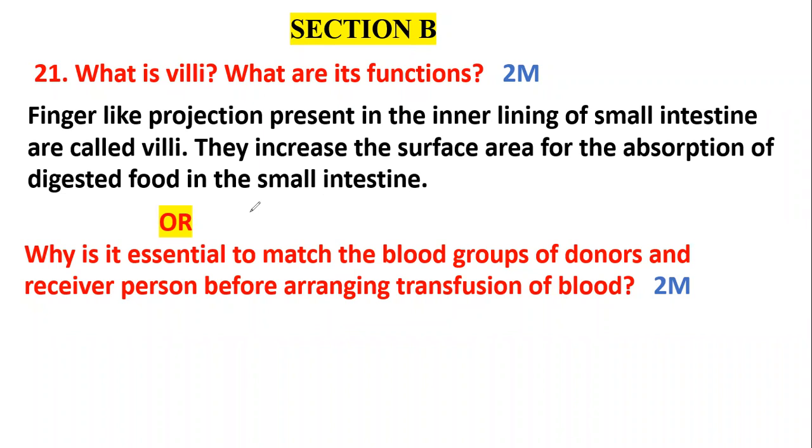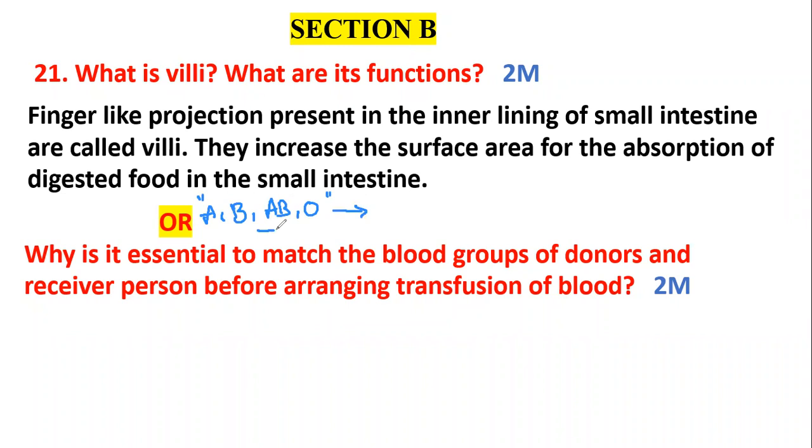Before understanding the concept, let's first see the ABO blood grouping system. We have different blood groups. What are the blood groups? A, B, AB, and O. These are the four types of blood groups.